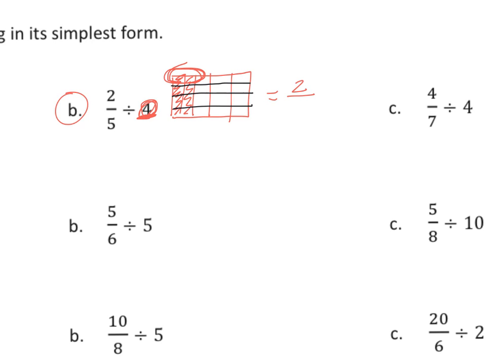So when I divide by 4, I'm looking for a fourth. So I have 2. Now I got to count up however many boxes there are total here for my denominator. So I have 1, 2, 3, 4, 5. And I know if that's 5, that's 10, 15, 20. So 2/20ths. Now what I need to do is put that into simplest form. And I know that both of those can be divided by 2. It's really a 2/2, which is a 1, so that's going to give me 1/10.